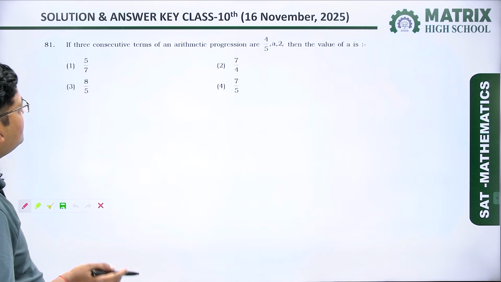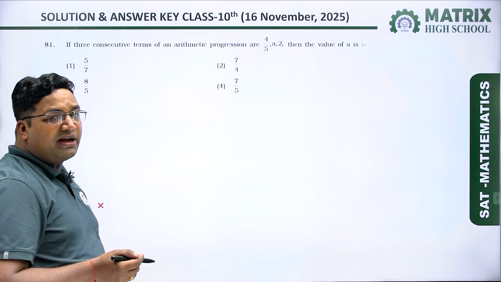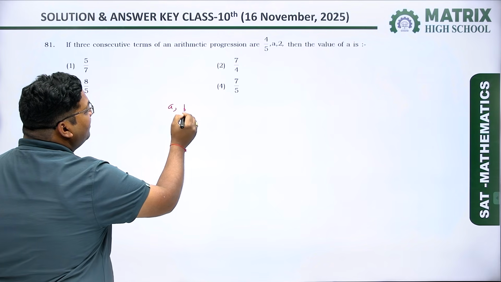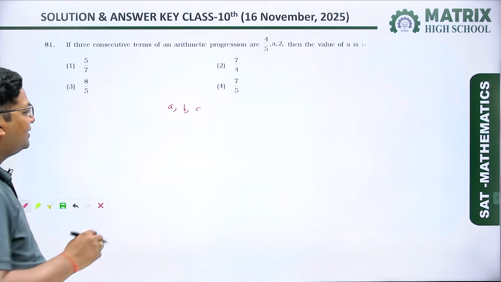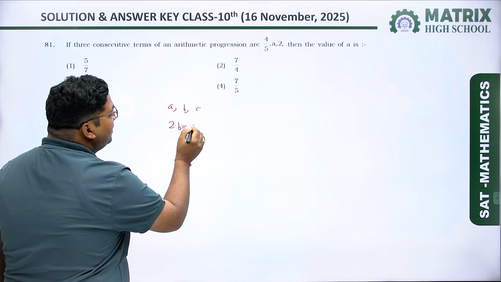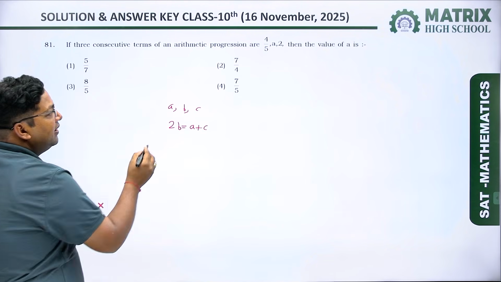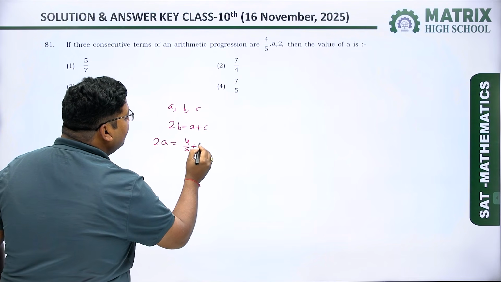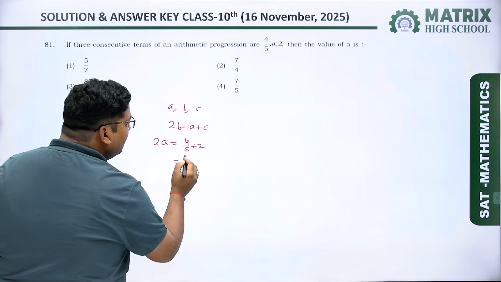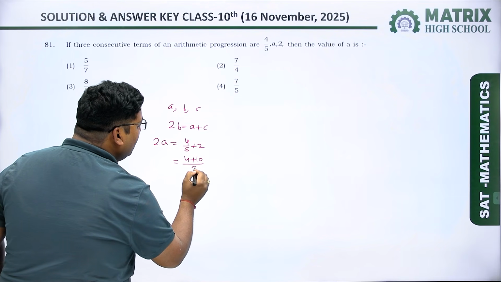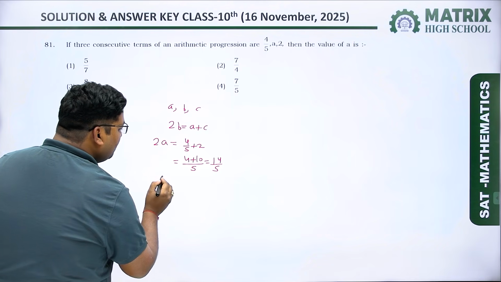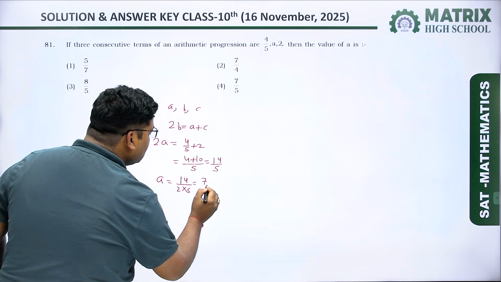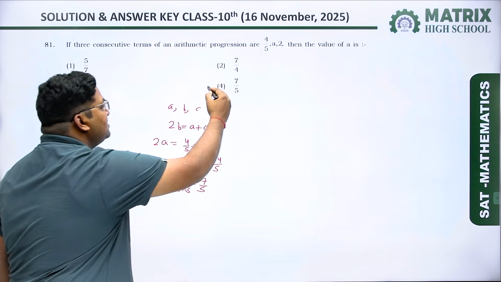If three consecutive terms of an arithmetic progression are 4 upon 5, comma a, comma 2, then the value of a is. If three numbers like a, comma b, comma c are in AP, then the formula is 2 into B equal to A plus C. So here we have to apply this formula. So we will get 2A equal to 4 upon 5 plus 2. When we solve this part, so we will get 4 plus 10 upon 5, which is equal to 14 upon 5. So from here we will get A equal to 14 upon 2 into 5, which is equal to 7 upon 5. So it means our answer is fourth one.